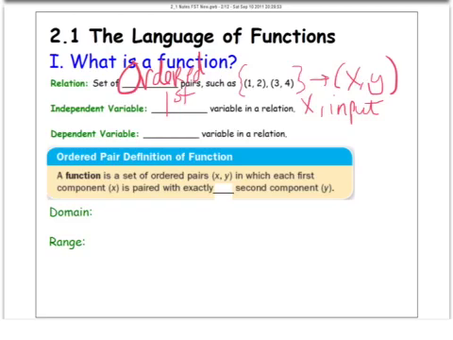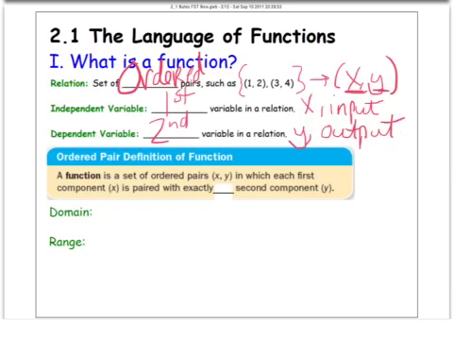When you put in your X, you actually get the output, which is the Y value, and that is called the dependent variable. And it is the second variable in a relation. Again, typically we define it by the letter Y. It just depends how these ordered pairs are written. And another word for that would be output.